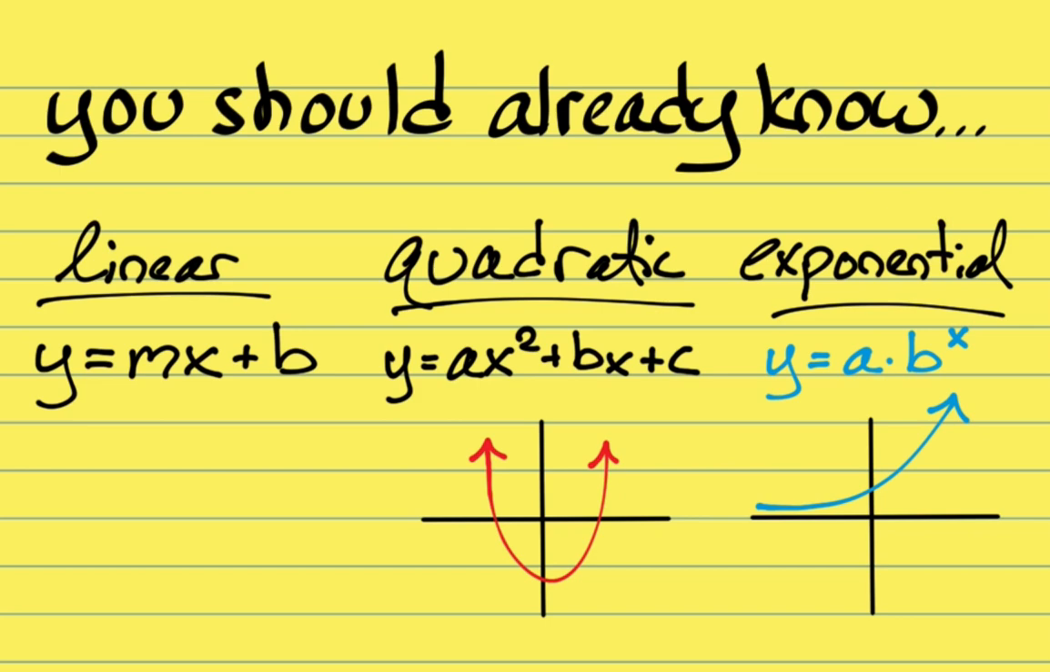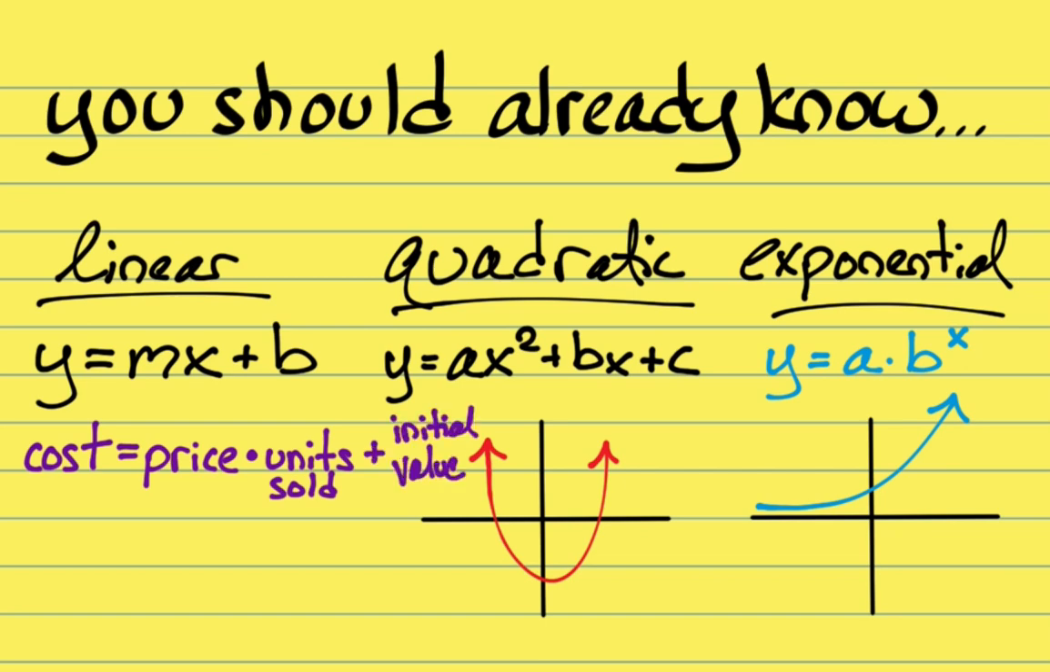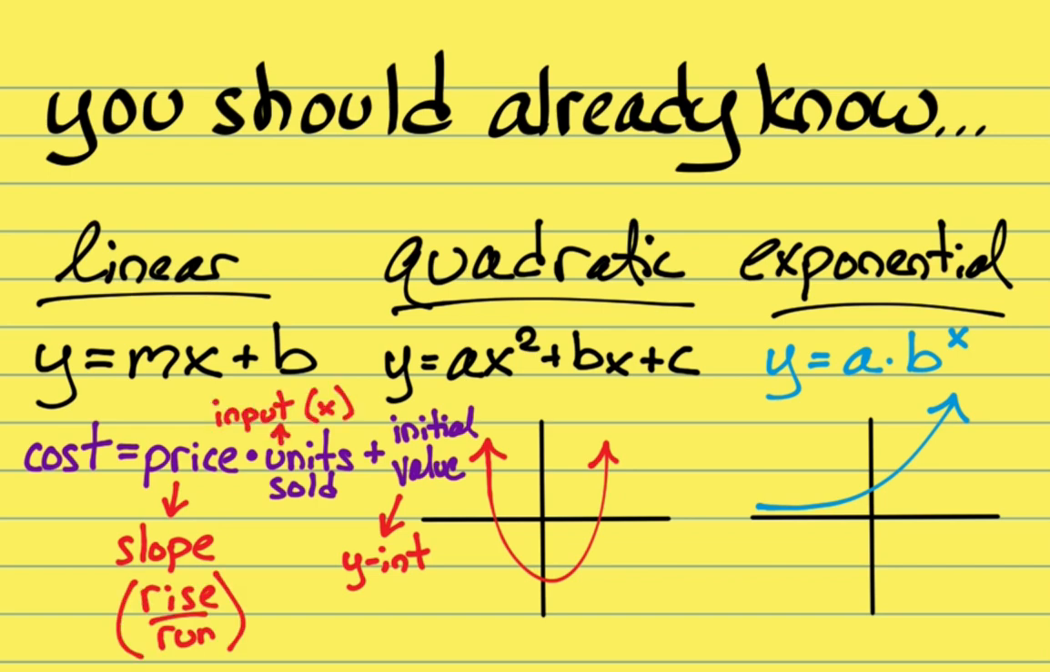Before we get to that, let's make sure we remember some examples of linear and quadratic situations so that we can understand why exponential functions are different. A very common situation for the y value is to have it be the cost of something. The mx part is usually some price being multiplied by some number of items that you're buying, and then the plus b part is usually an initial value that's added on. And that initial value is always the y-intercept, which is b. The price is the slope, which is always in rise over run form. The unit sold would be the input x value, and the corresponding output y value is going to be the cost.